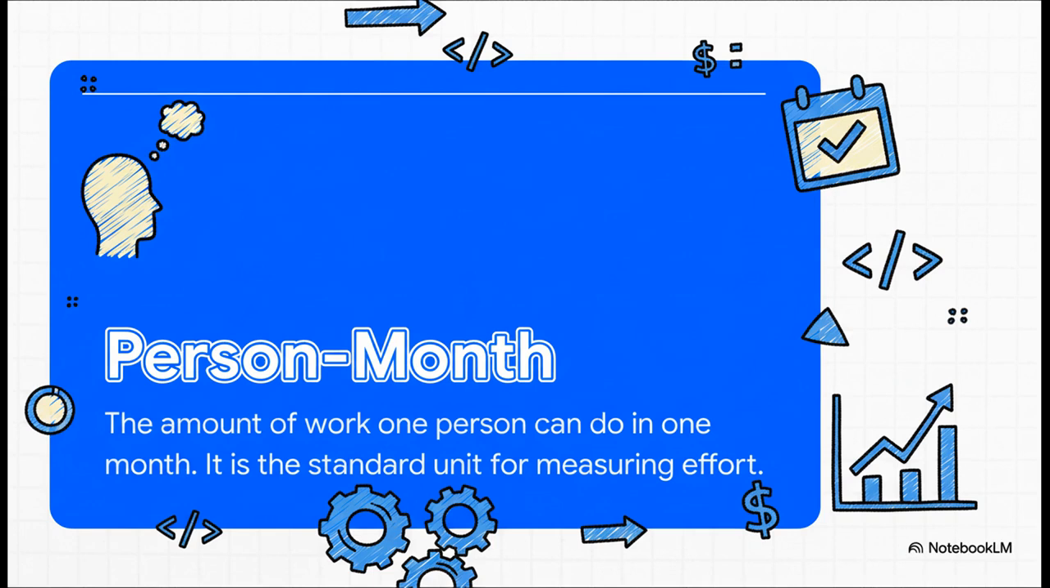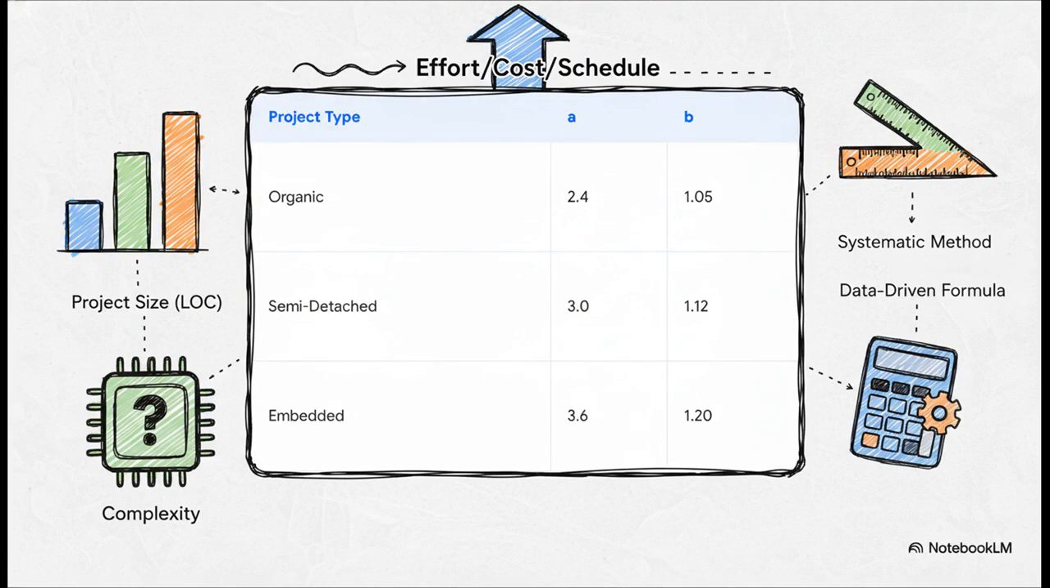And before we go any further, let's make sure we're totally clear on this. A person month is just the amount of work one person can get done in 1 month. It's the standard unit of effort here. So if a project is, say, 24 person months, that could mean 2 people working for a full year, or maybe 4 people working for 6 months. It's a really simple way to wrap your head around the total amount of work. And here are those special constants, A and B.